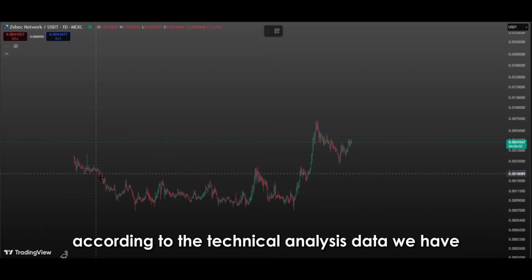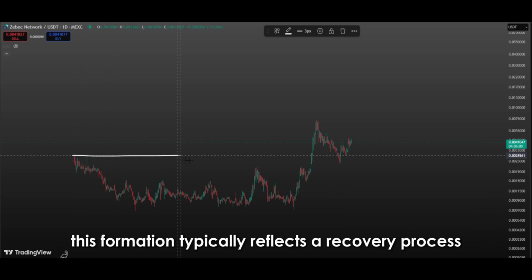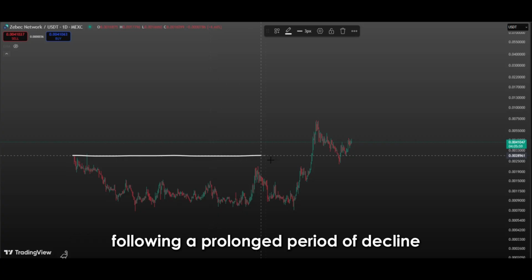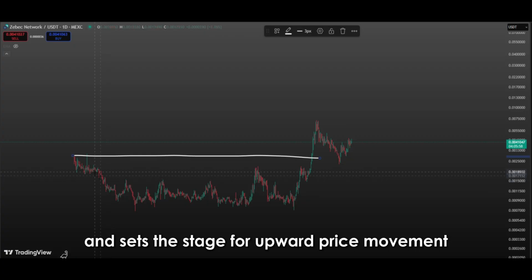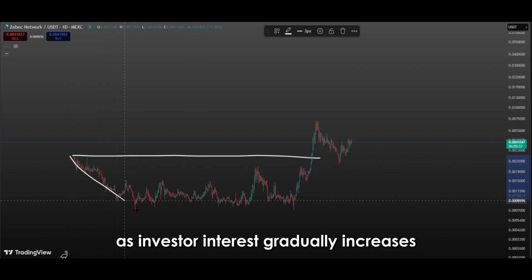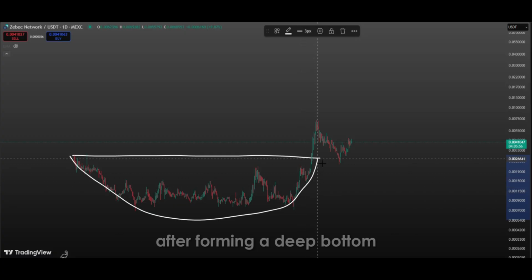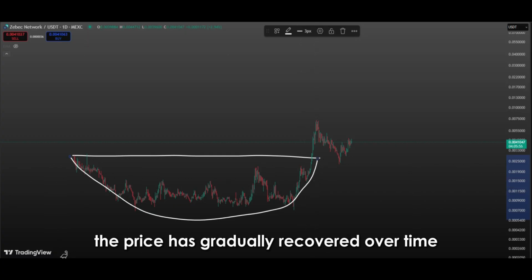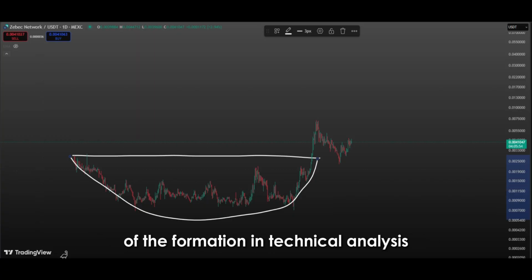According to the technical analysis data we have, a clearly defined cup formation is evident on the chart. This formation typically reflects a recovery process following a prolonged period of decline or sideways movement and sets the stage for upward price movement as investor interest gradually increases. The cup structure in question shows that after forming a deep bottom, the price has gradually recovered over time and has finally reached the starting level of the formation.